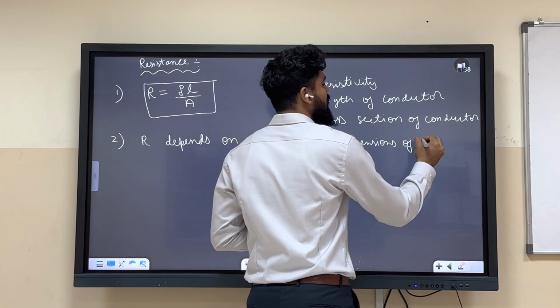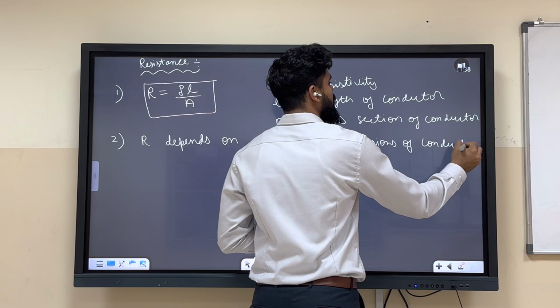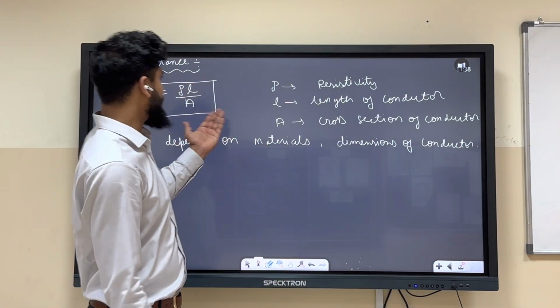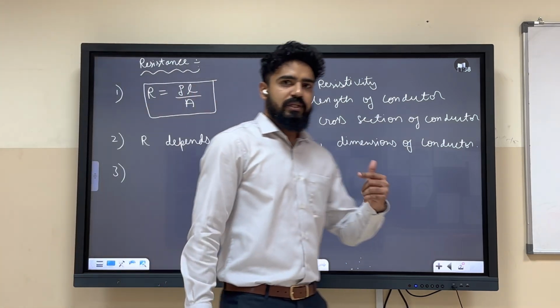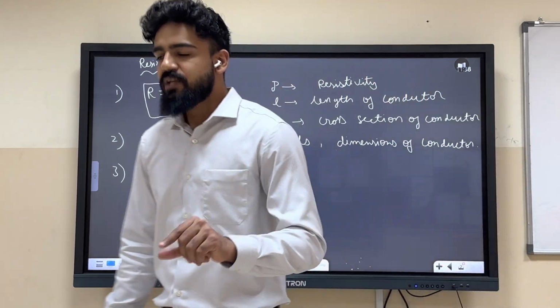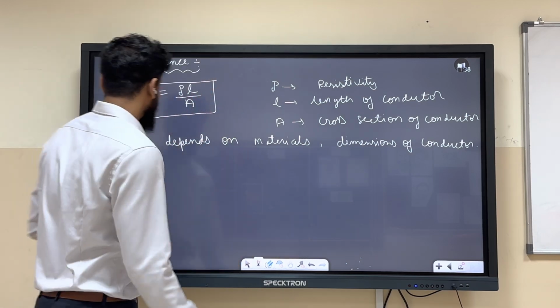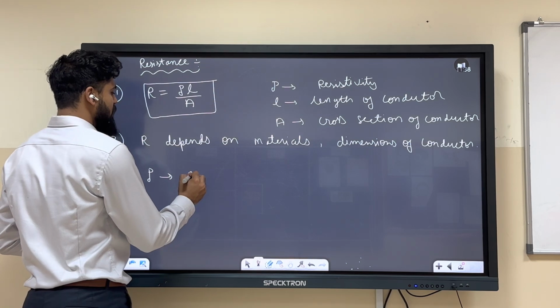So R depends on the material and dimensions of the conductor. What is its length, what is its area. Very good. Now the third thing: out of resistivity, length and area, resistivity is the core property of the material. Resistivity, when we write rho, is known as what?